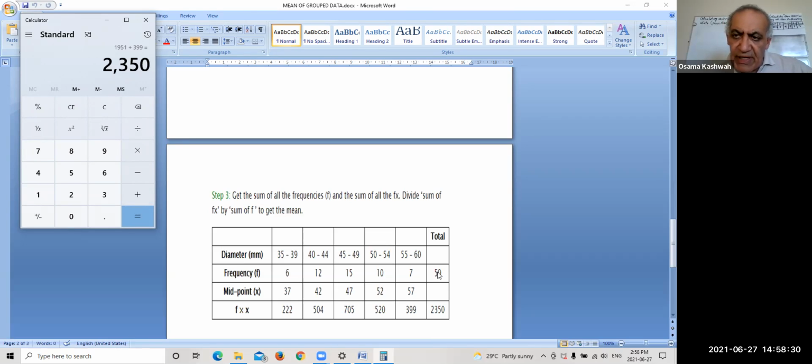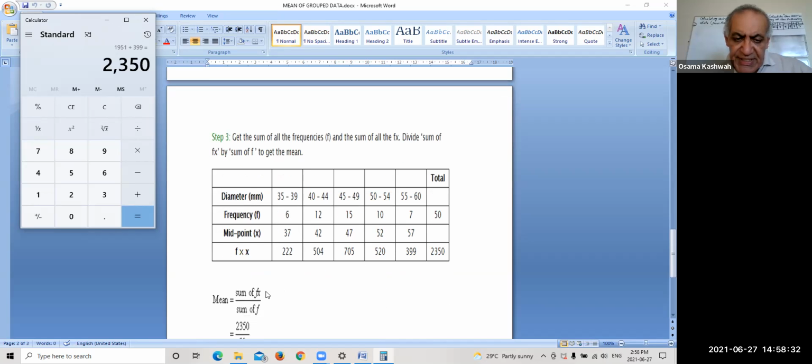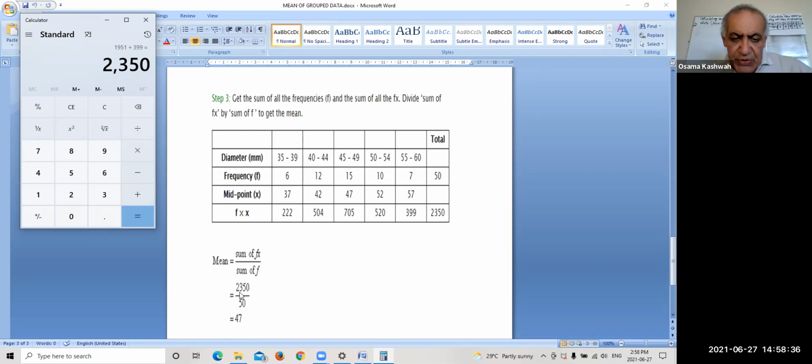I will divide them by each other: the sum of fx divided by the sum of f. So 2,350 divided by 50 gives me 47. What is the meaning of this number? What does this number mean as an average?